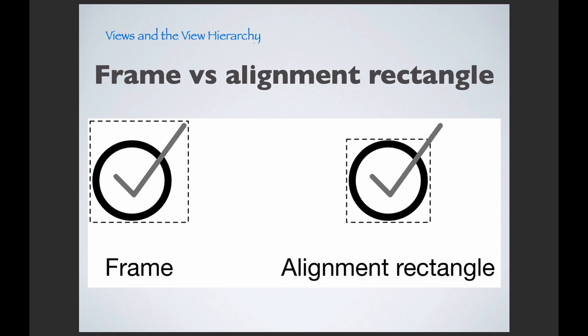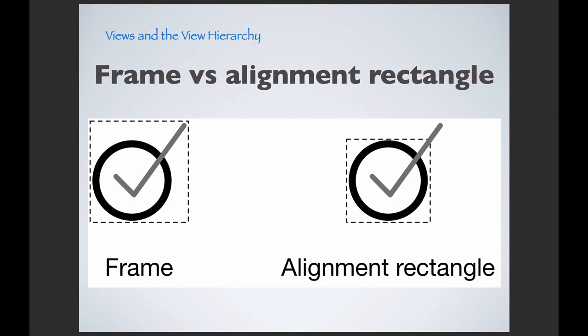Whereas the frame encompasses the entire view, the alignment rectangle only encompasses the content that you wish to use for alignment purposes. You cannot define a view's alignment rectangle directly. Instead, you provide a set of constraints. Taken together, these constraints enable the system to determine the layout attributes, and thus the alignment rectangle, for each view in the view hierarchy.